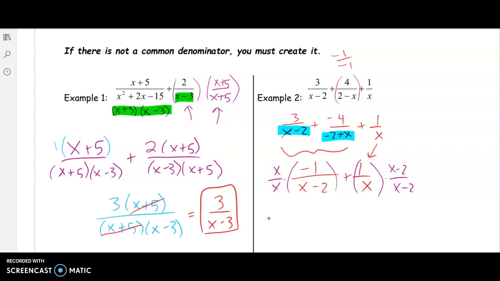Let's see what we get. For the first fraction, x times negative 1 is negative 1x. And in the denominator, we're going to leave it as x times x minus 2. You don't need to actually distribute that x to both the x and the minus 2. Now let's do the top of the second fraction. 1 times x minus 2 is x minus 2. And in the bottom, we're going to leave our denominator as x times x minus 2.